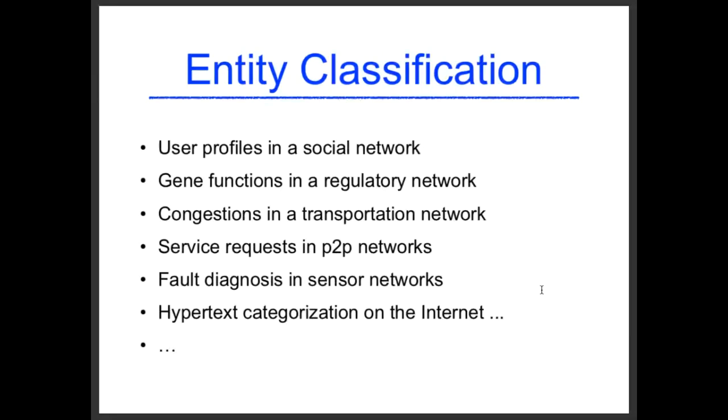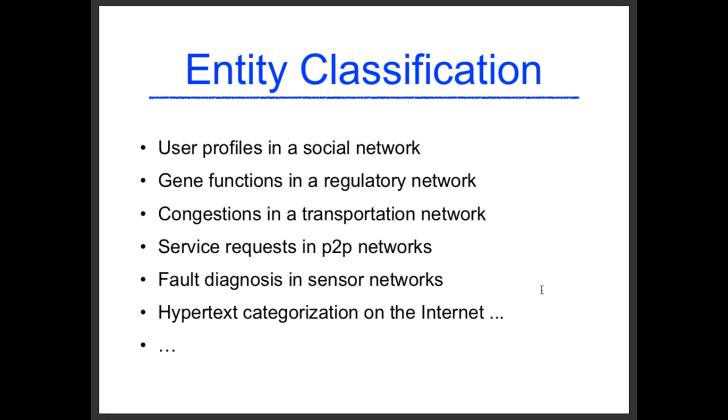It's interesting to see that, according to how you model your domain, your transportation network, in one way or another, you can predict congestions on nodes or on edges, basically. The same holds for peer-to-peer networks, internet networks, where you would like to predict maybe service requests or congestions in this kind of networks. Or fault diagnosis, for example, in sensor networks. You have sensors which are connected, and maybe faults propagate.